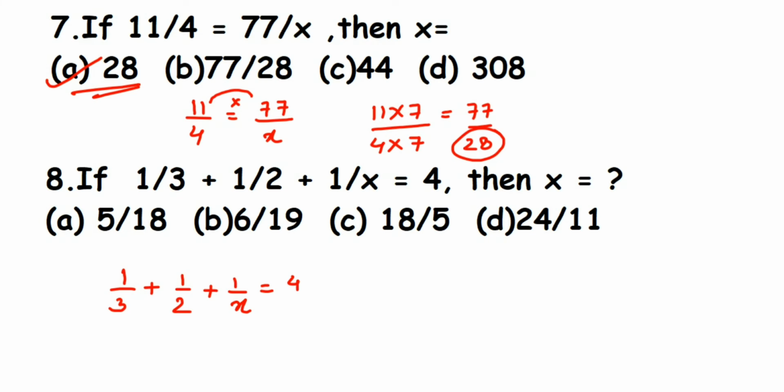Now I'm going to bring all the numbers to one side. So I'm going to transpose here. Transpose is nothing but shifting the numbers. So I'm going to bring this 1 by x to the right side and 4 to the left side. And you can see both are positive. So when you transpose them, the sign will change.